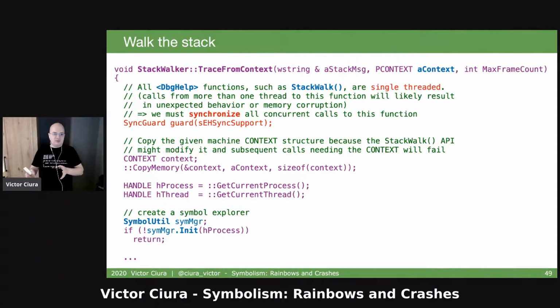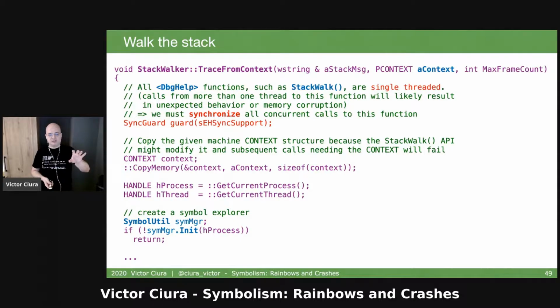And you have to copy the context structure because the stack walk API actually stomps over it. So you have to make a copy of this structure. You cannot reuse the same pointer that you have. So you have to save it. And you get your context, you get the current process, current thread. This is easy. Again, we have a little helper here.